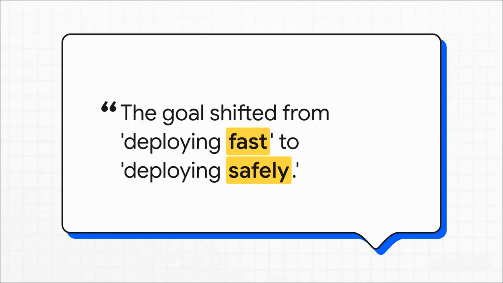And right here, this is the crucial shift in mindset. At first, the goal was just speed. Let's automate so we can go faster. But in this phase, the goal becomes deploying safely. Suddenly, reliability and stability are your top priorities.